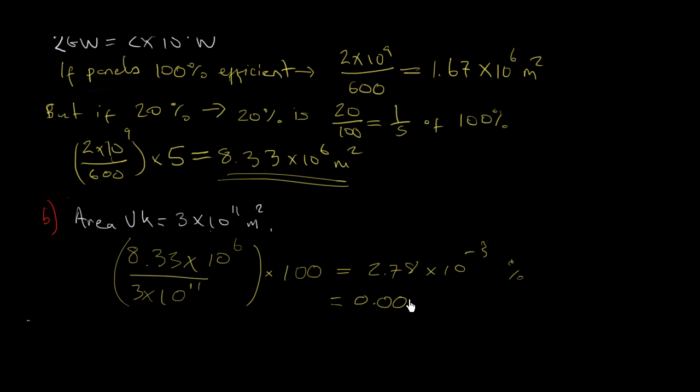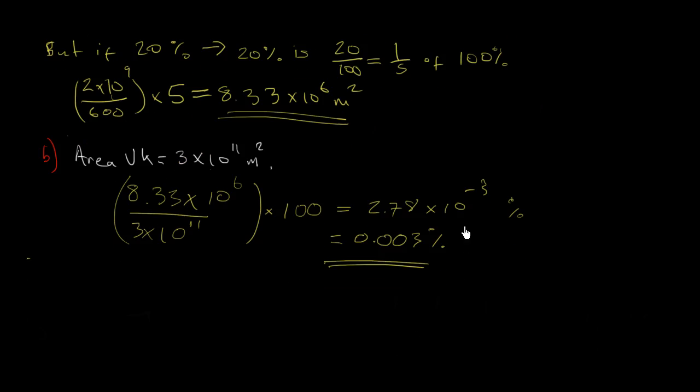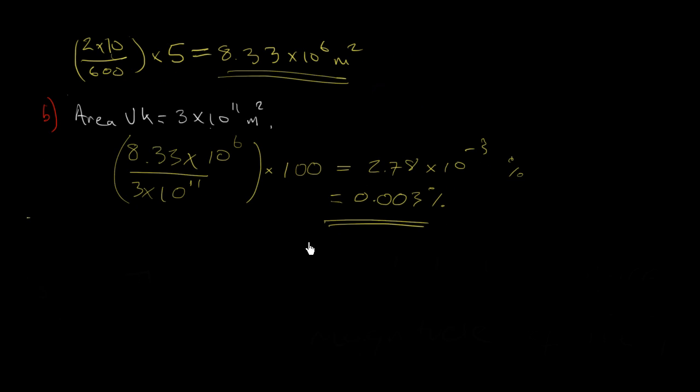And since it's quite a small number, I'm only going to round out the first one and say 0.003% would be how much land is needed, as a proportion of the whole country, to substitute a 2 gigawatt plant.